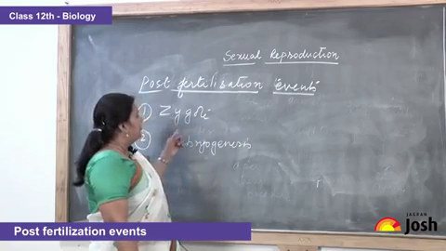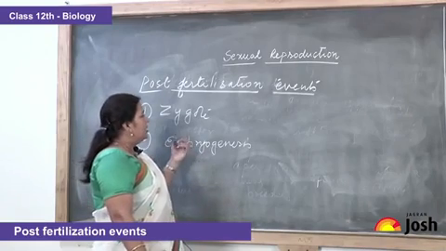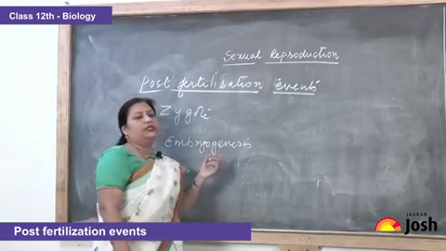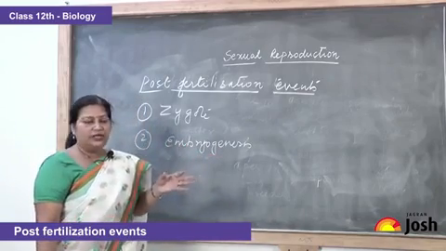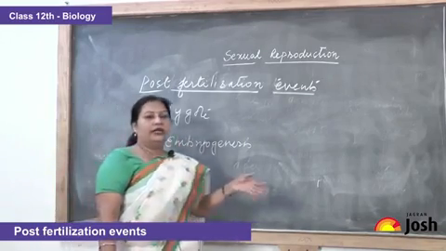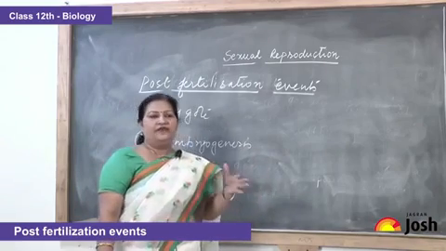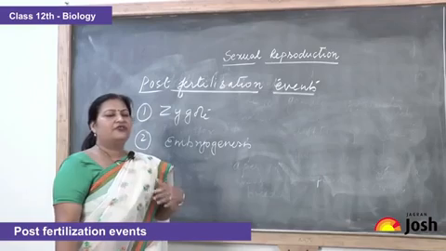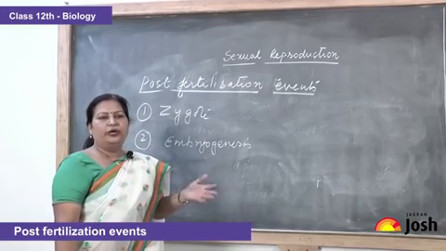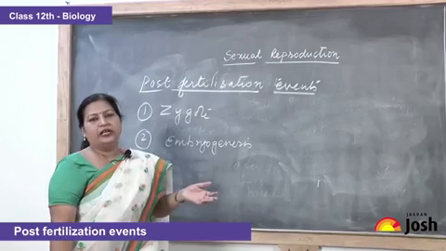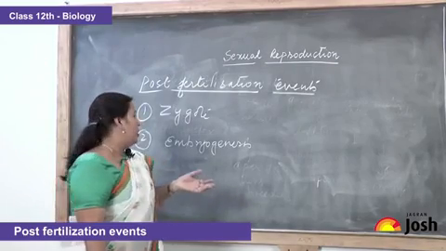And the next step is embryogenesis. In embryogenesis, after a diploid zygote is formed, the zygote grows, divides mitotically and differentiates. The differentiation is that three different layers are formed, the ectoderm, endoderm and the mesoderm, and the different layers give rise to different types of organs.